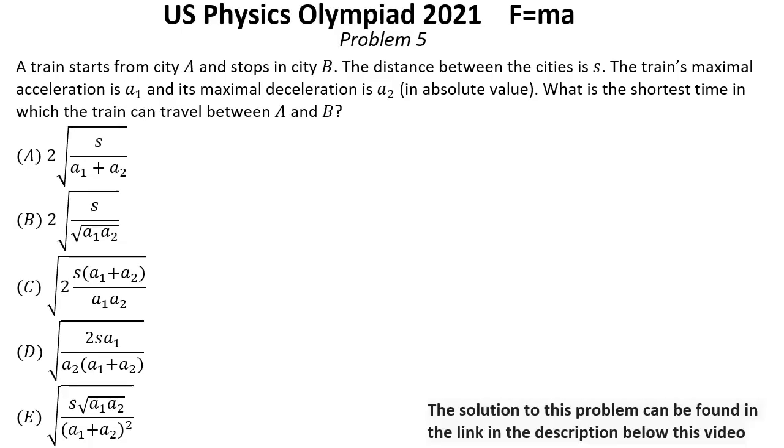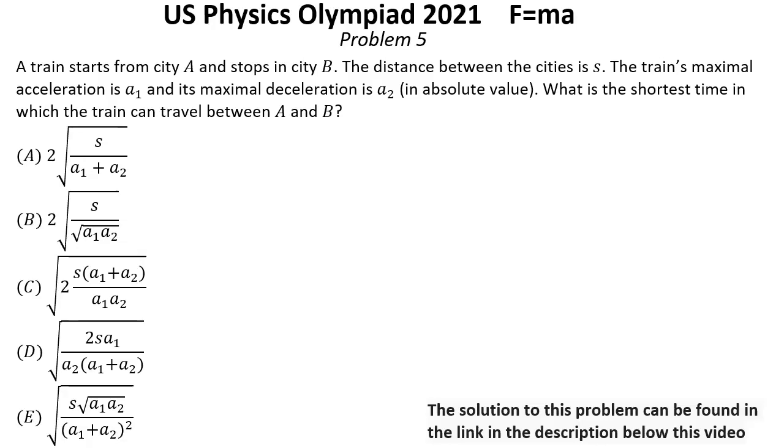Problem number 5. A train starts from city A and stops in city B. The distance between the cities is s. The train's maximal acceleration is a1 and its maximum deceleration is a2 in absolute value. What is the shortest time in which the train can travel between A and B? Solution for problem number 5.